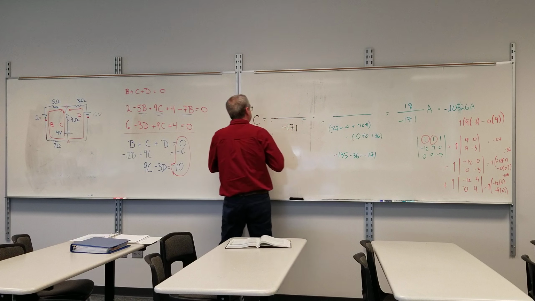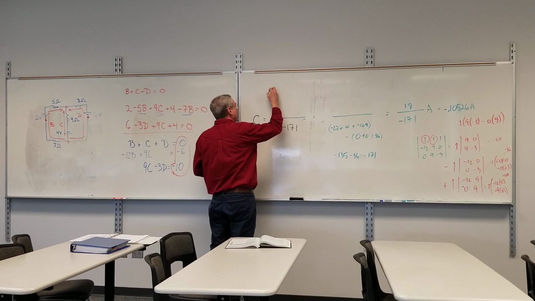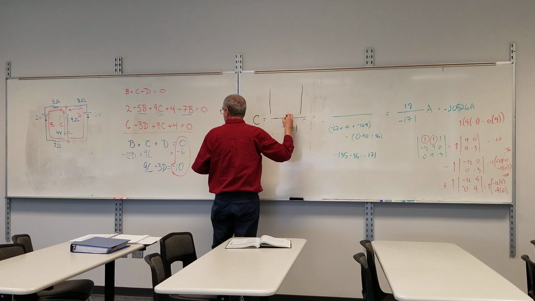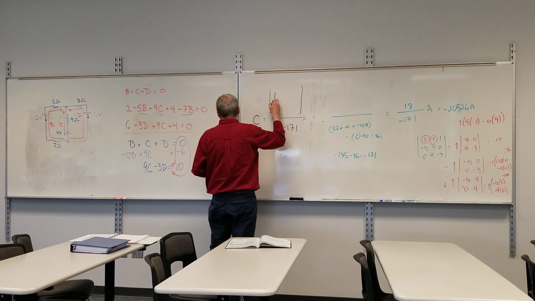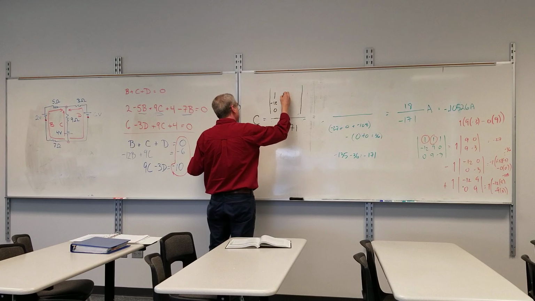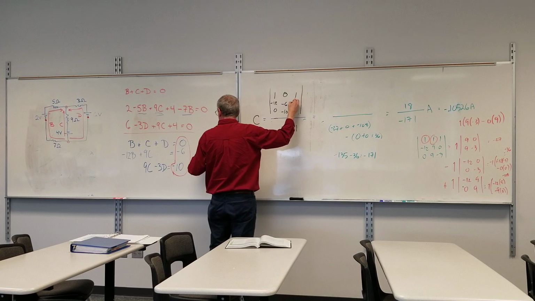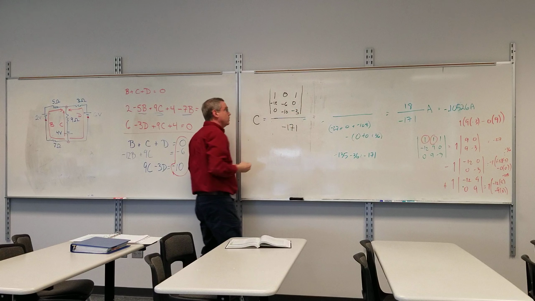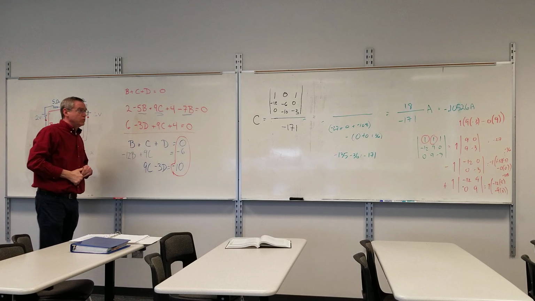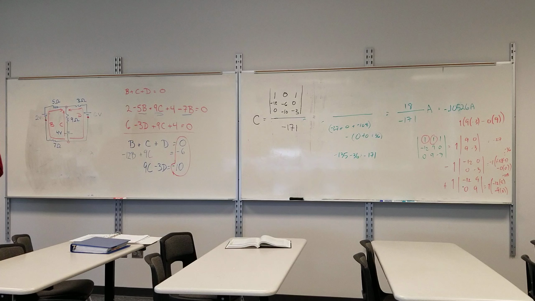My numerator is going to be, my first column is 1, negative 12, 0. My second column is going to be 0, negative 6, negative 10. My third column will be 1, 0, negative 3. So it should be the same as the denominator, except for the second variable. I changed the second column.